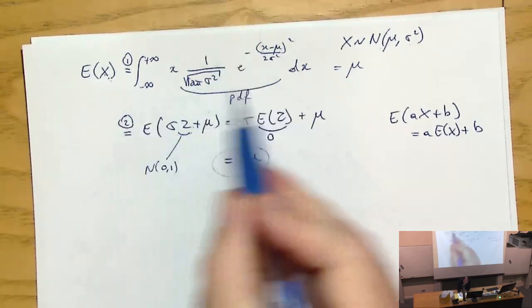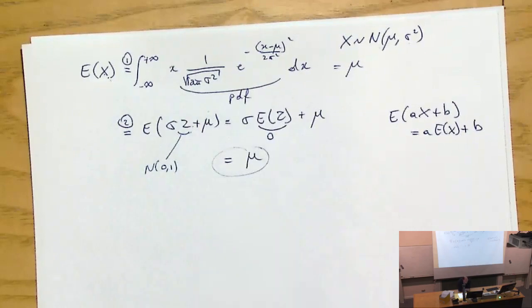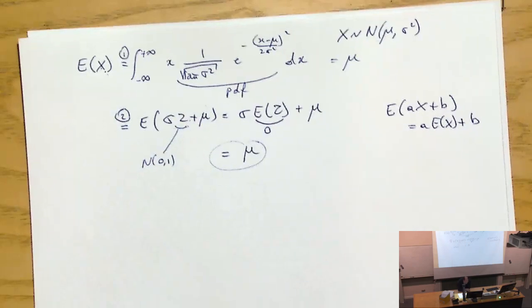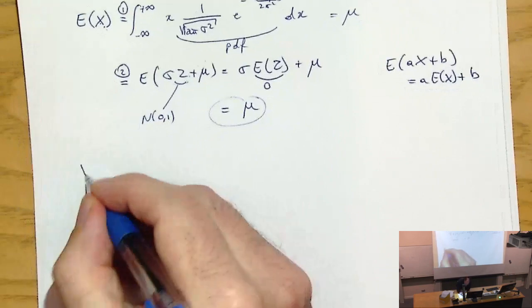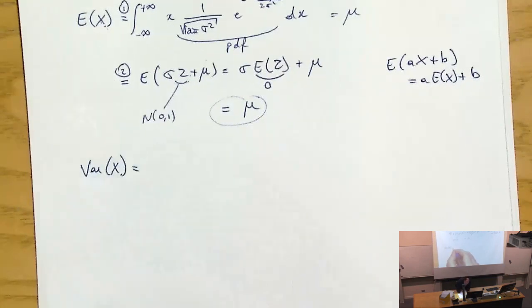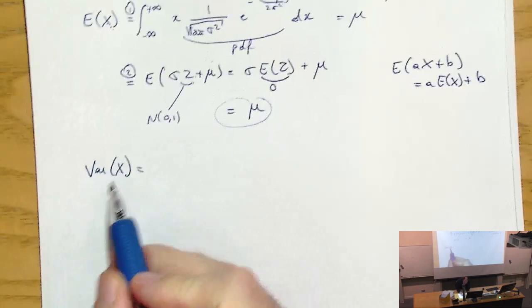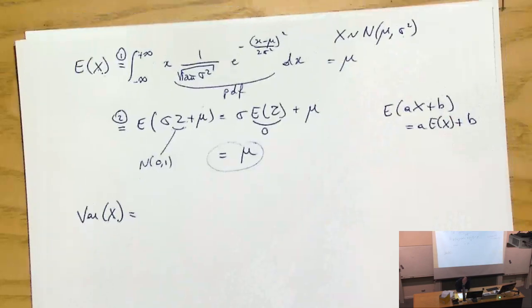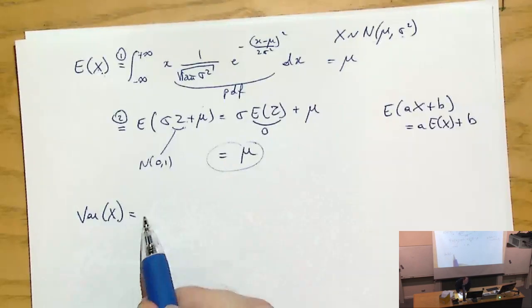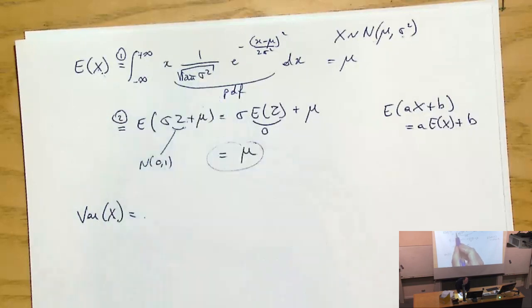Or you can actually directly compute this integral, but in this case this is much easier to compute. And similarly, if you look at the variance of x and you want to show that the variance of x is indeed equal to sigma square, you can do that. You could actually compute the integral and apply the definition.